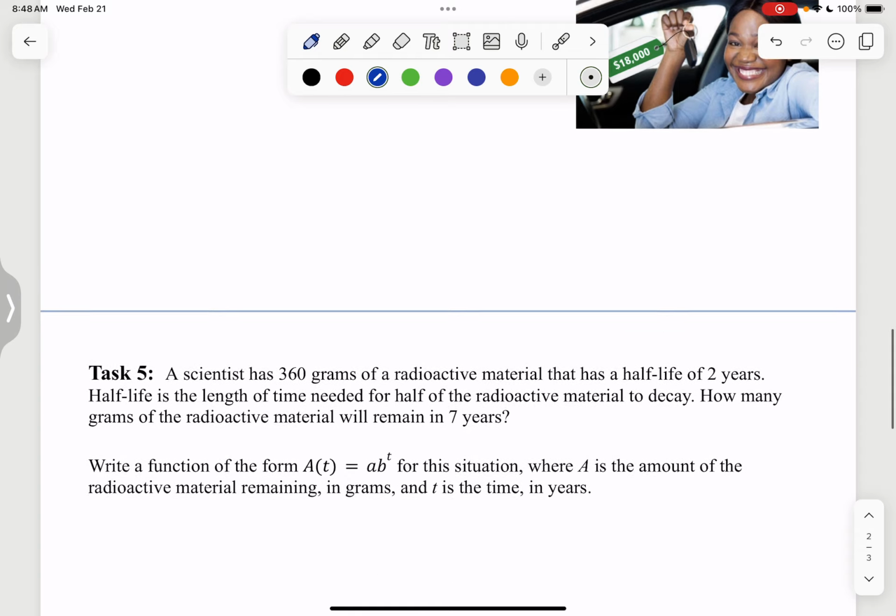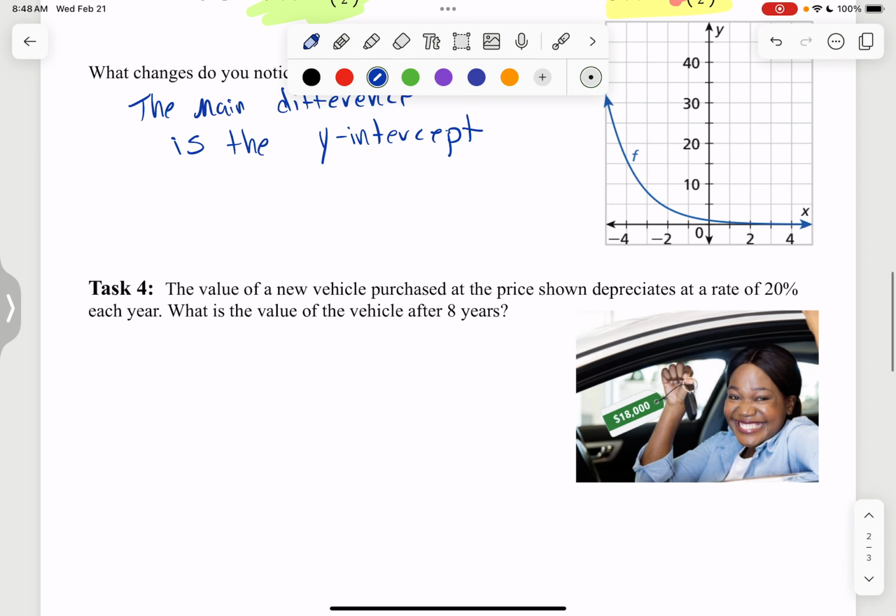Okay, so now let's do some problem solving. We've got 2 problem solving problems. We have the value of a new vehicle purchased at a price shown. Depreciates.